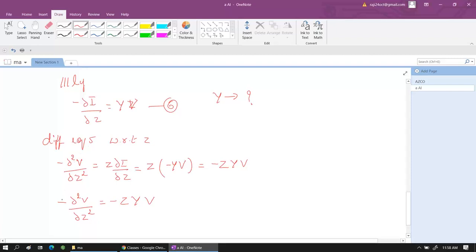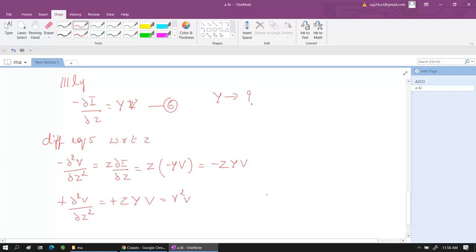Now from this, I can neglect this. This becomes positive, so what remains is ∂²V/∂z² is equal to ZYV. Now this Z into Y, I will consider it as gamma square, so it is gamma square into V.